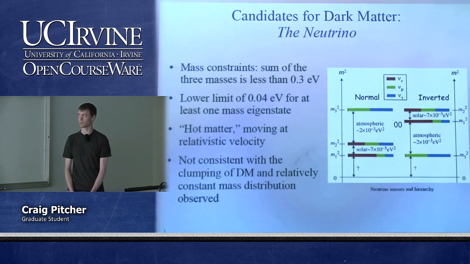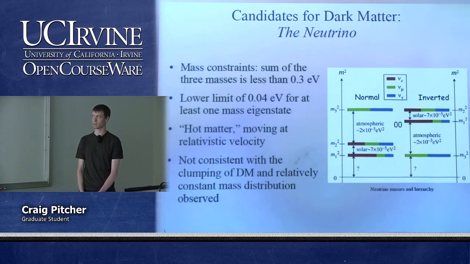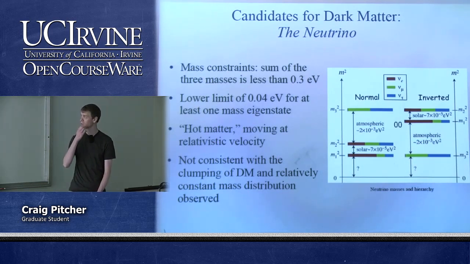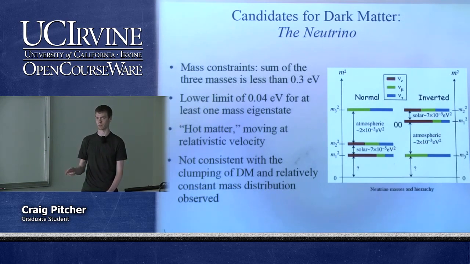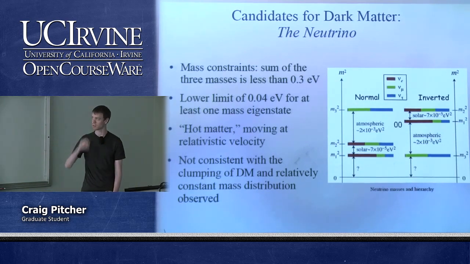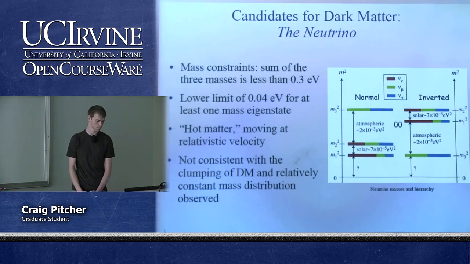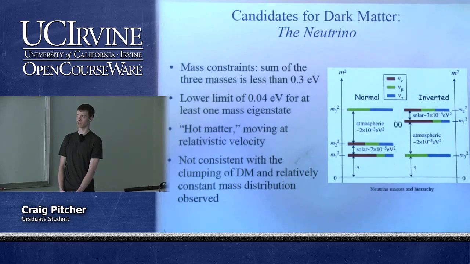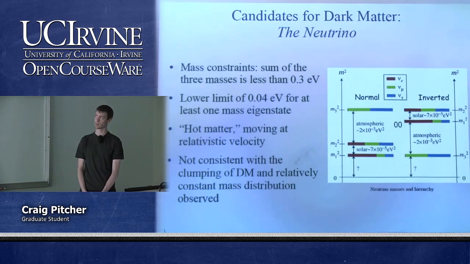Neutrino oscillations actually tell us delta m squared. They don't tell us the actual mass eigenstate values. From various experiments, delta m21 and delta m13 and so on have been measured. The distance from 0 is not known yet, so we don't actually know what exactly the mass eigenstates are. But the sum of the three mass eigenstates is less than 0.3 eV.